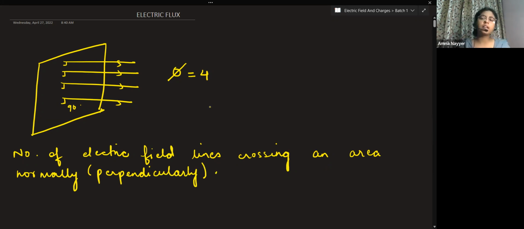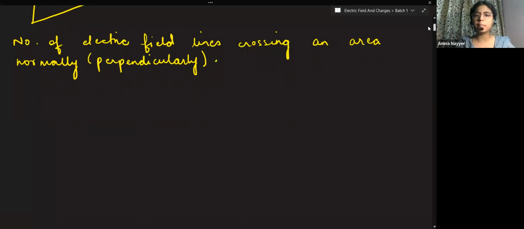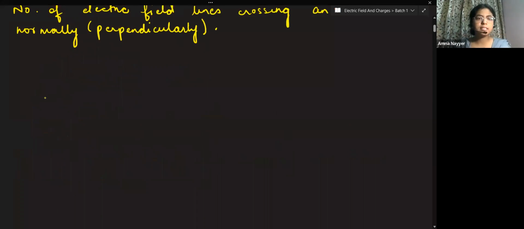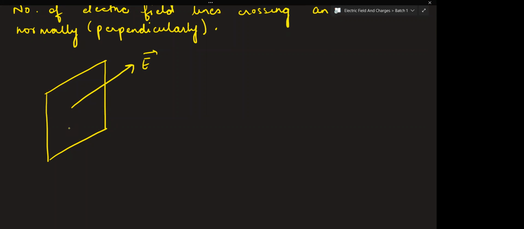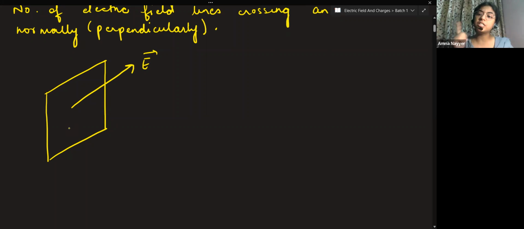Now see, all the electric field lines cannot cross an area perpendicularly always. It may happen that electric field lines are inclined at some angle. So let's say this is the surface area that I have. This is a plain 2D sheet that I have taken. An electric field line is making some angle with the plane surface, which is not 90 degrees. So will this electric field line be considered under flux? No, it won't be considered. The condition says that all the electric field lines have to be normal.